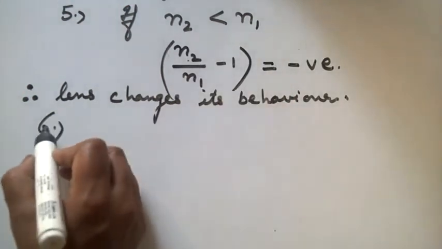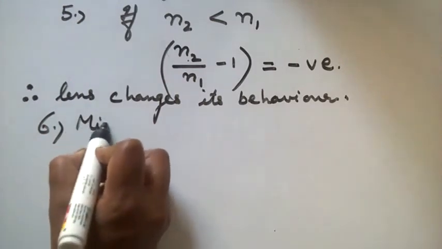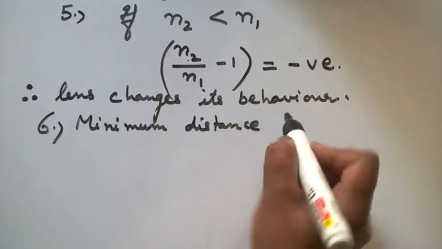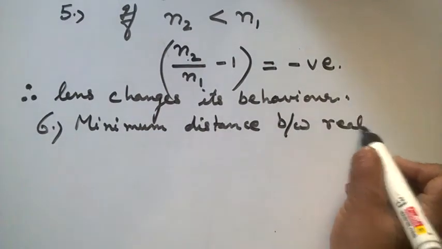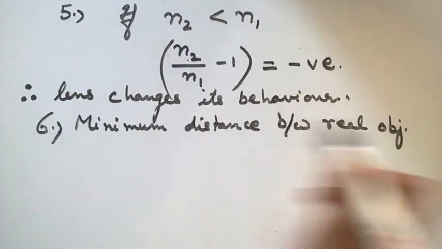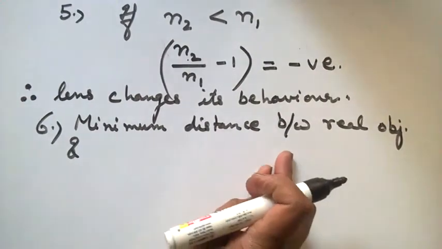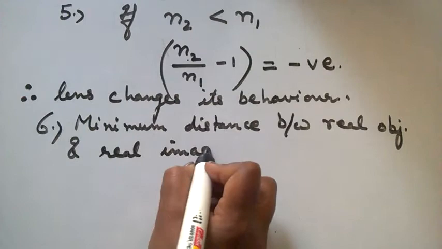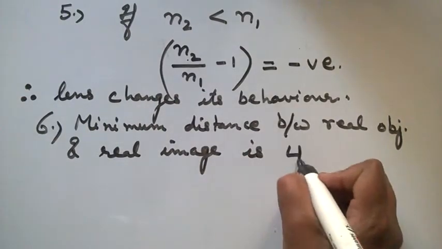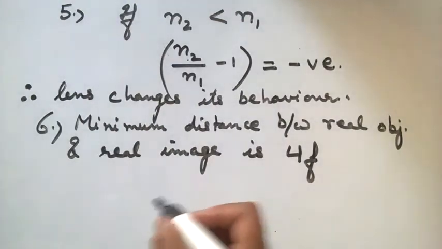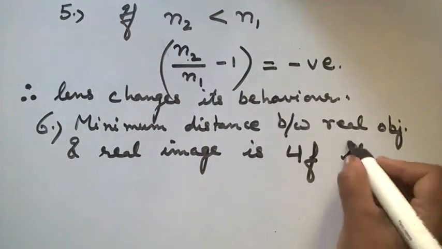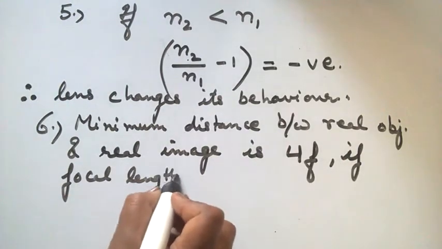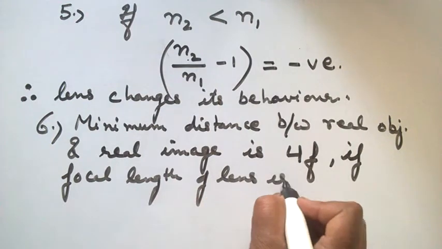And the next part is the minimum distance between a real object and a real image. That is, obviously we are talking about a convex lens. The minimum distance between a real object and a real image is 4f, that is, if the focal length of a lens is f.